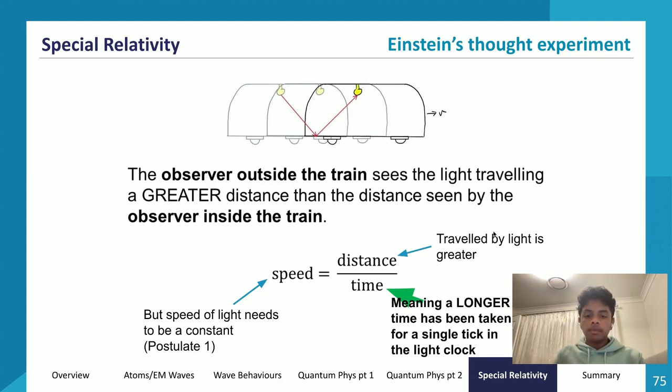So if the distance traveled by light is greater for someone outside the train, then we need to now introduce that longer time is taken for the person inside the train. Sorry, let me just start this over again so you guys understand better.